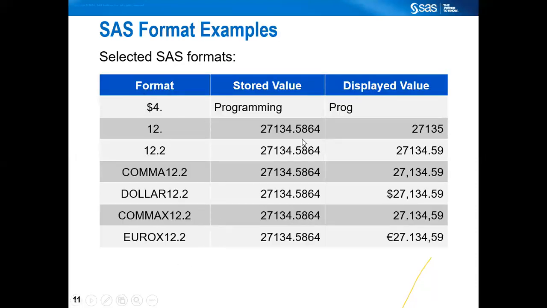So this is some of the examples. So it is $4.dat. So this is a character variable value. So only 4 characters are displayed. If you write 12 dot, the original figure is displayed.